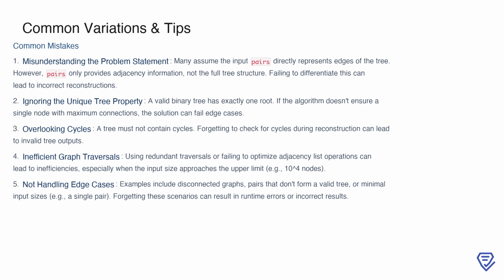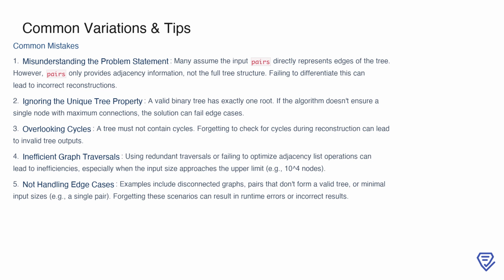When tackling this problem, there are several common mistakes to watch out for. First, misunderstanding the problem statement is a frequent pitfall. It's important to recognize that the input pairs represent adjacency information between nodes, not the actual edges of the tree. Assuming otherwise may lead to incorrect reconstructions. Second, always ensure that your algorithm respects the unique tree property, which requires that a valid binary tree has exactly one node that serves as the root. This node typically has the maximum connections, and failing to identify it accurately can break your solution in edge cases.